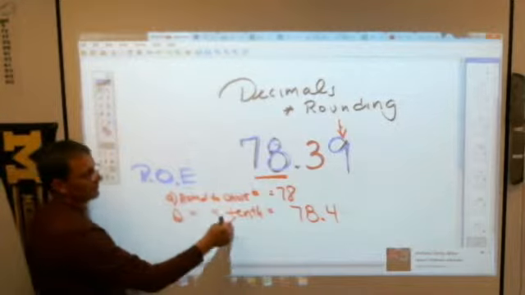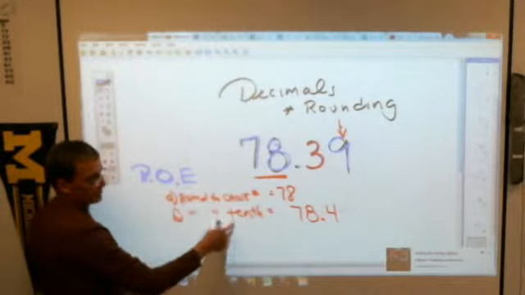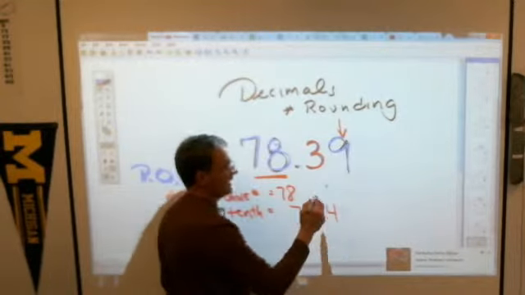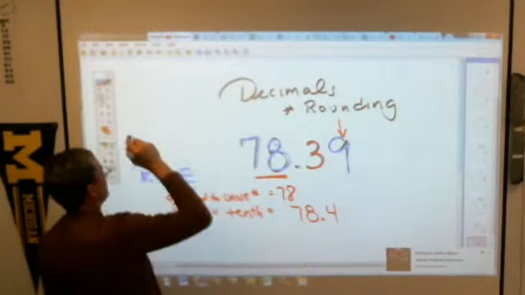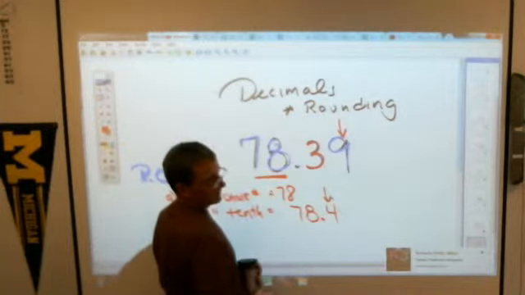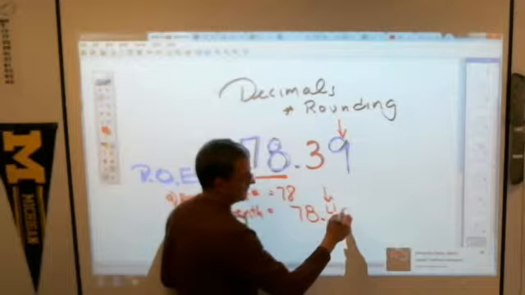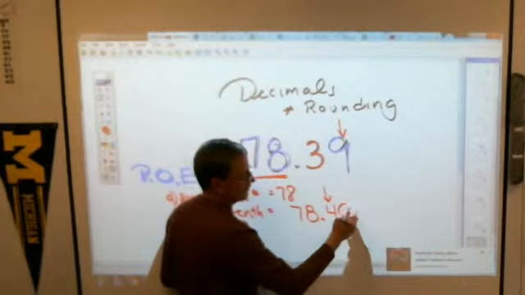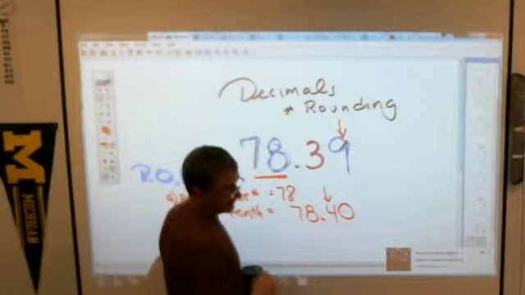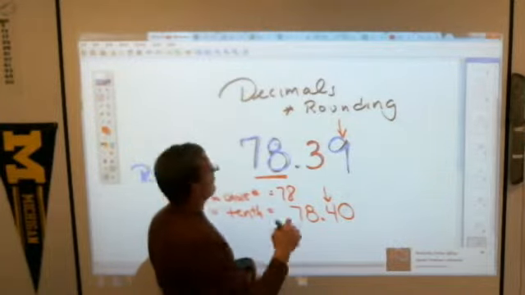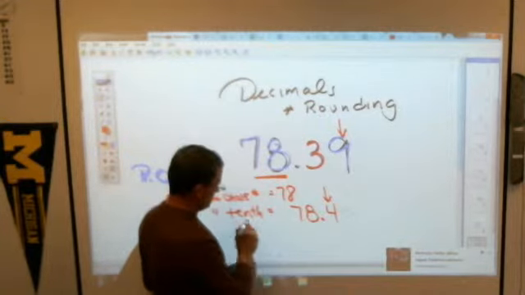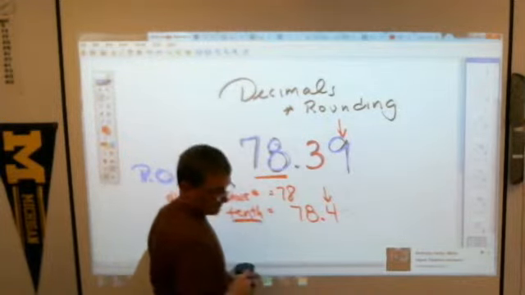Okay. Here is what you must understand to the nth degree here. If I am rounding to the nearest tenth, in my answer, my last digit must be in the tenths place. And what I mean is you cannot have 78.40. That is not acceptable, even though it is technically the same number and means the same thing. If you are rounding to the nearest tenth, your last digit must be in that tenth place.